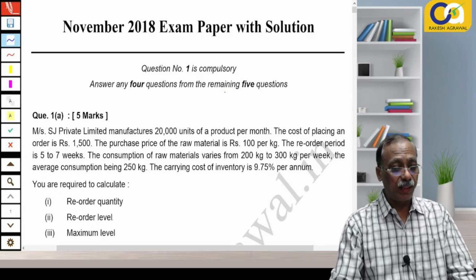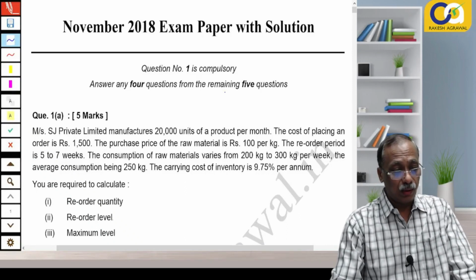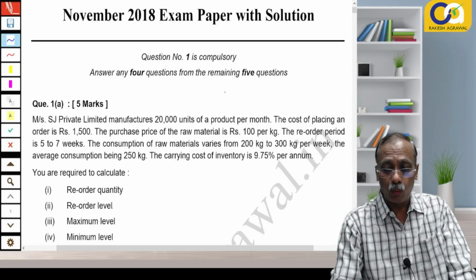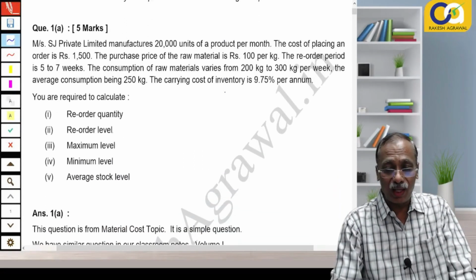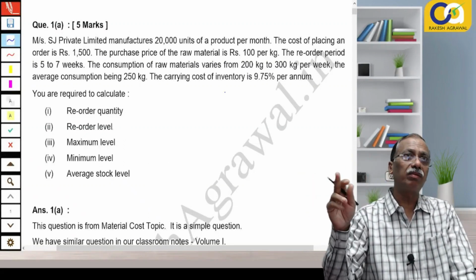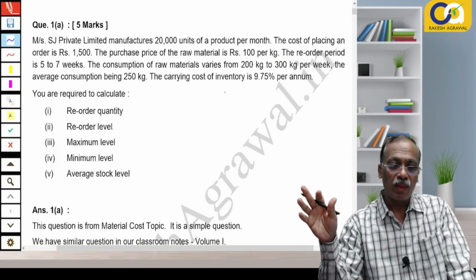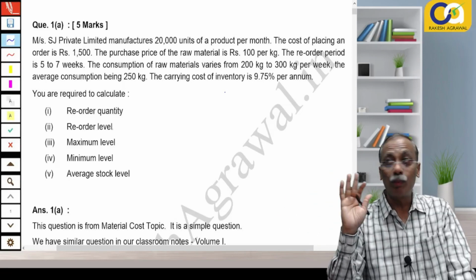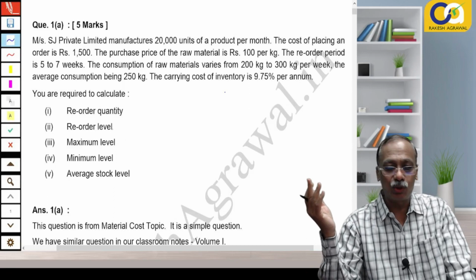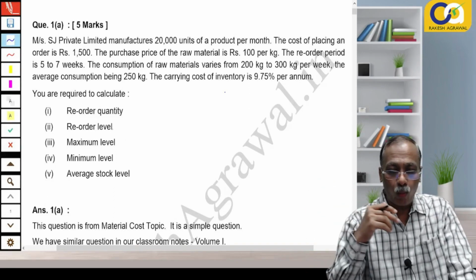Go to page number 19, my dear friends. November 2018 paper is printed. Let's begin one by one. Question 1A. Now you know question 1A, B, C, D are of generally 5 marks, and then from question 2 onwards, it could be 10 marks or 5 plus 10 marks and so on. You know that. Question 1A.